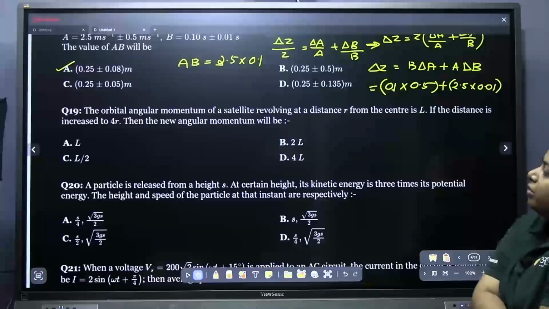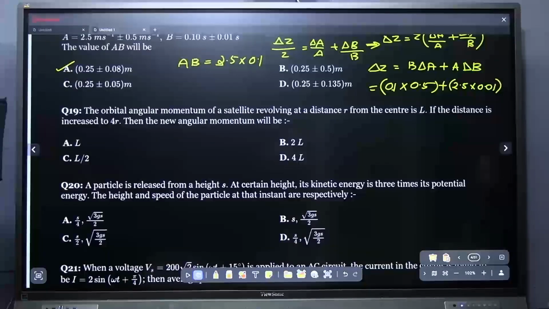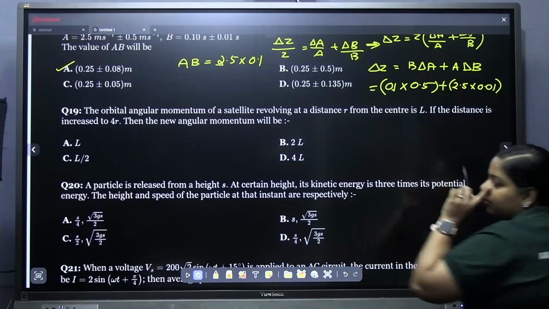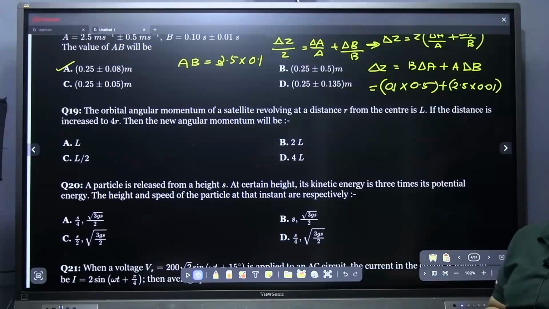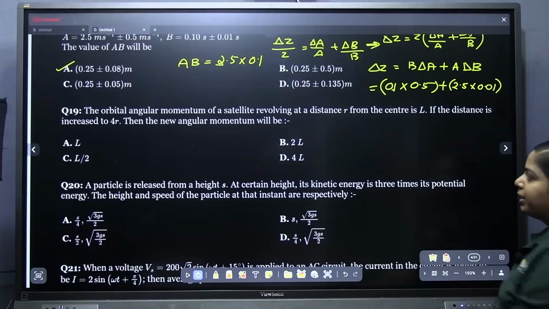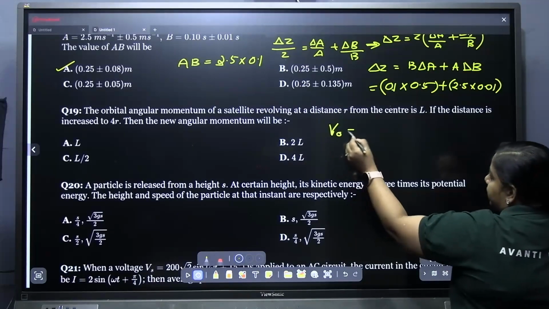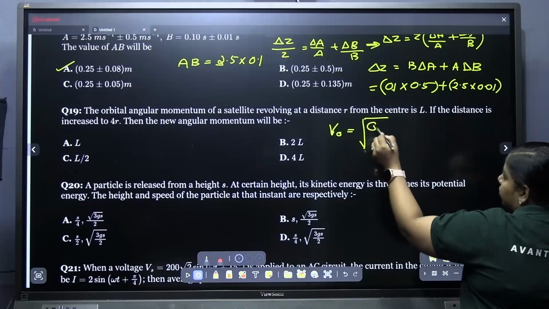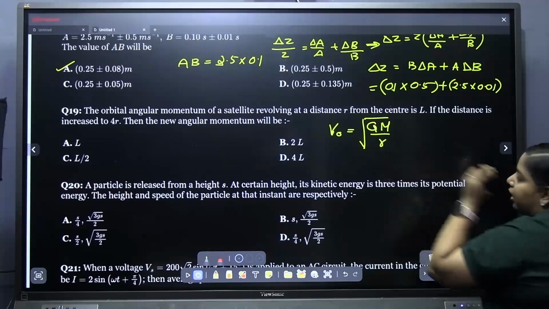The orbital angular momentum of a satellite revolving at distance r from the center is L. If the distance is increased to 4r, new angular momentum will be? Angular momentum, how are we calculating? Angular momentum equal to mvr. And what is the velocity? Velocity we are calculating is orbital velocity. Orbital velocity equal to root GM by r.